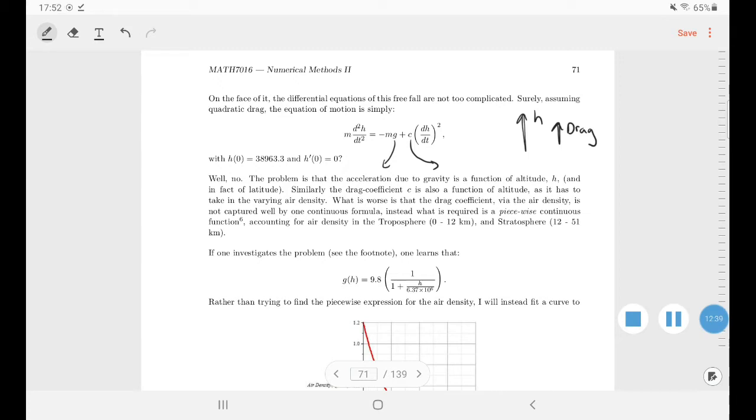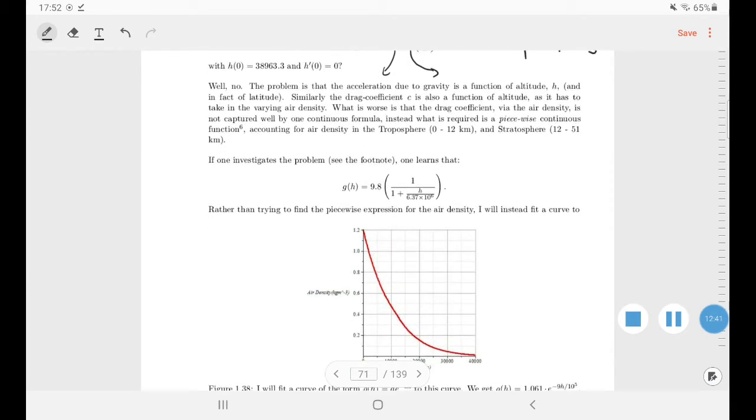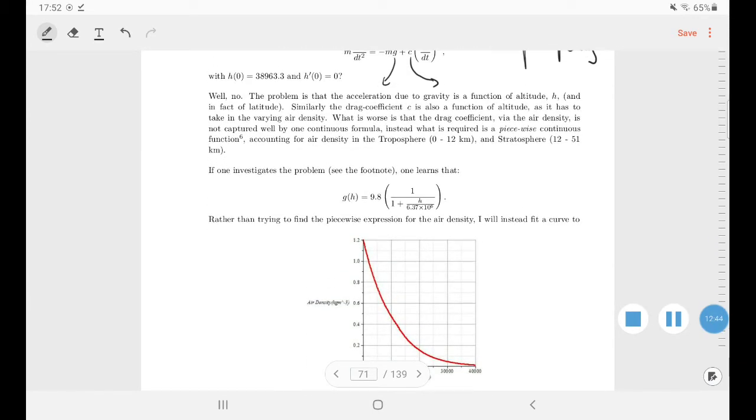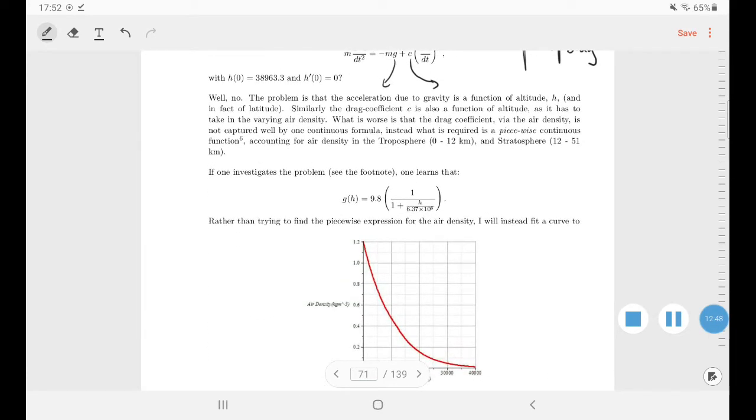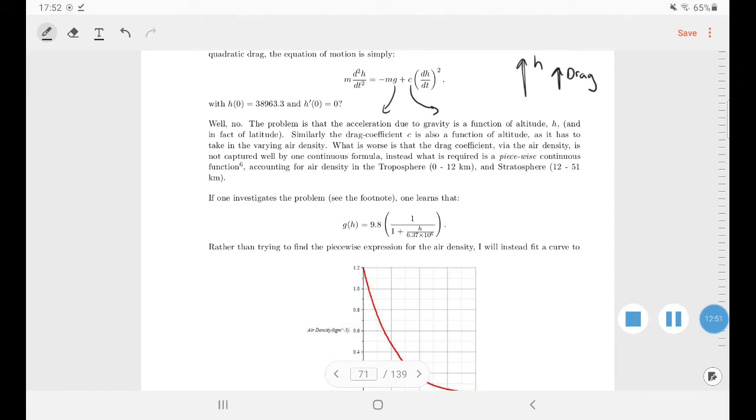So what you end up with are these different formulas. You can investigate the problem; I think there's a note there if you want to find out a bit more. This is what G does: the acceleration due to gravity is a function of height. You can see as the height gets very big, it seems to be, I won't get into that too much. I think that's possibly height from the center of the Earth. I'm not sure, I won't go into too much.